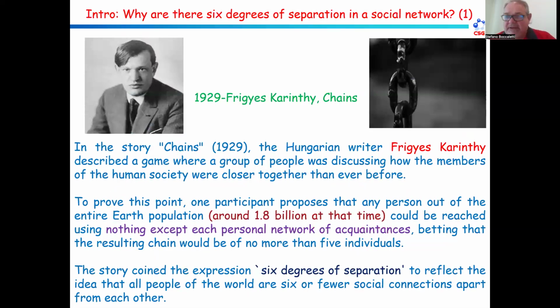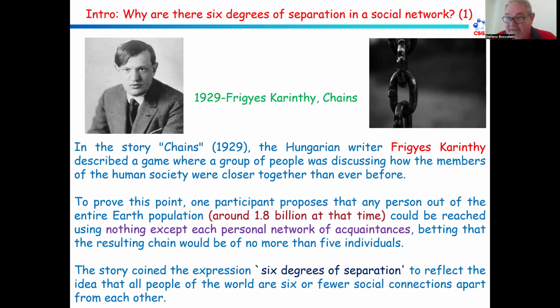The story of six degrees of separation starts 100 years ago. This is 1920, and it does not start in science. It starts with a novelist. Frigyes Karinthy is a Hungarian novelist, and in 1929, he wrote a novel called Chains. In this novel, he describes a group of friends who are discussing among themselves how the members of human society are closely tied by their network of acquaintances.